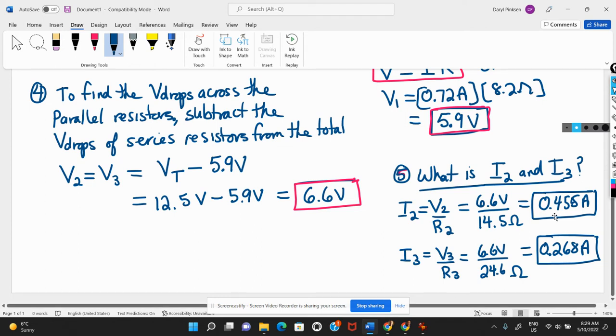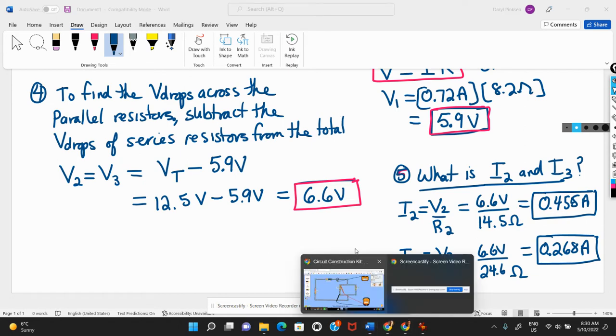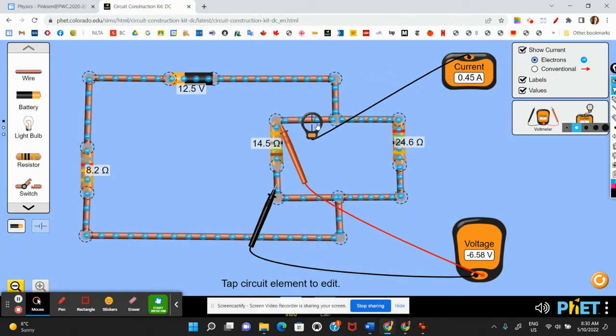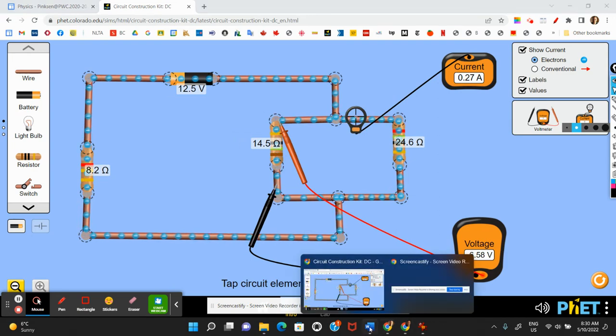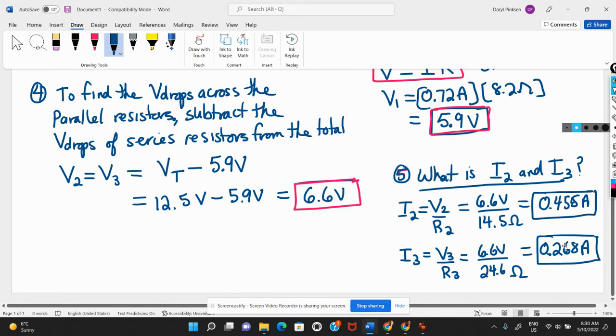Now, it's going to round off. This is going to be 0.46, and this is going to be 0.27. So let's have a look in the simulation. 0.45 and 0.27. Okay, so it's rounded a little tiny bit differently. Maybe I rounded differently in my, right? So 0.45, 0.27, but very good.